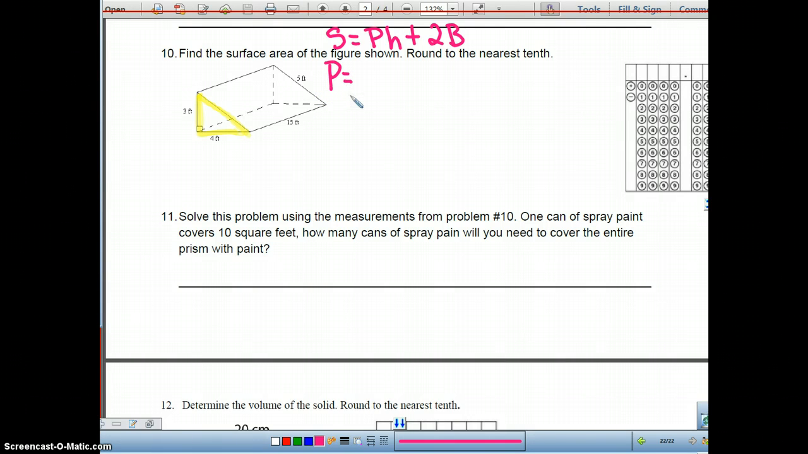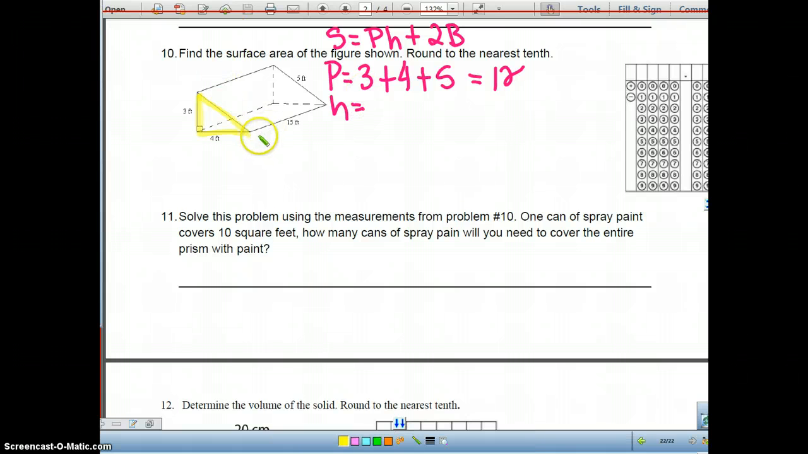Add up all the sides. Yeah, so I'm going to add up 3 plus 4 plus what? 5. Good. When I add up 3 plus 4 plus 5, what do I get? 12. Good. The height of the figure, like I said, it's laying on its side. So what is the height of this figure? It's laying on its side, so its height is what? 15. The actual figure's height is 15.